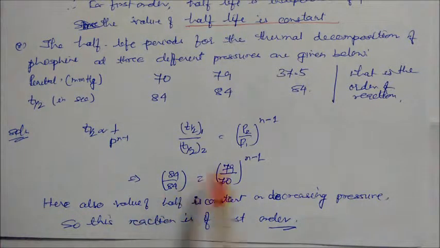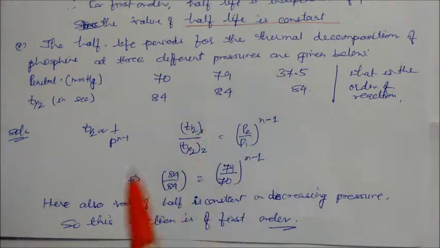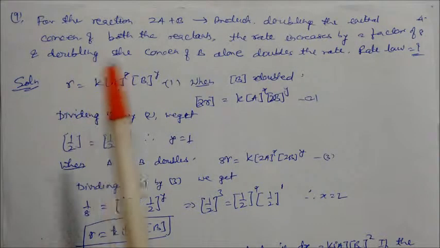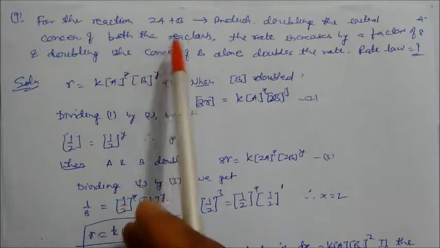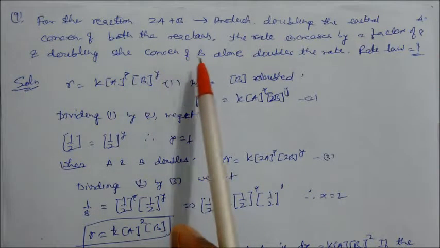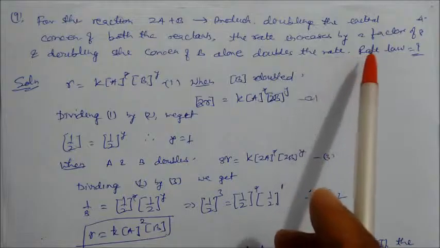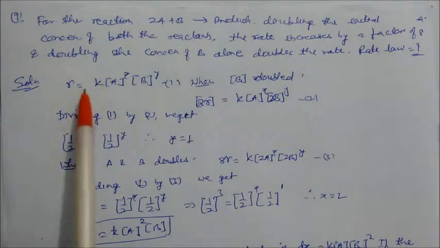Another question: for the reaction 2A plus B giving product, doubling the initial concentration of both the reactants increases the rate by a factor of 8, and doubling the concentration of B alone doubles the rate. So what is the rate law? The rate law expression for this reaction is rate equals rate constant k, A to the power x, B to the power y. Now when B is doubled, R will become 2R, and this will be A to the power x, and the concentration of B will be 2B.